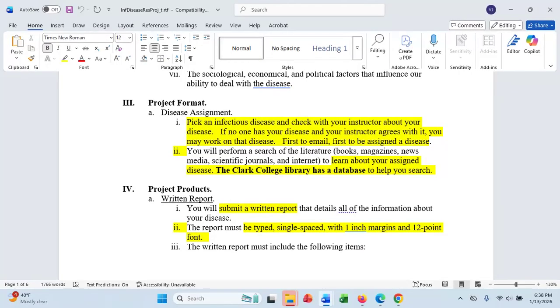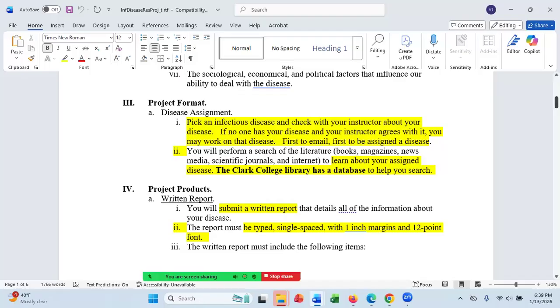All right, then learn about your assigned disease. The Clark College Library has a database to help you search. You'll need to research the disease, get your references, get your information, and then write the written report. So the report is going to be a written report.